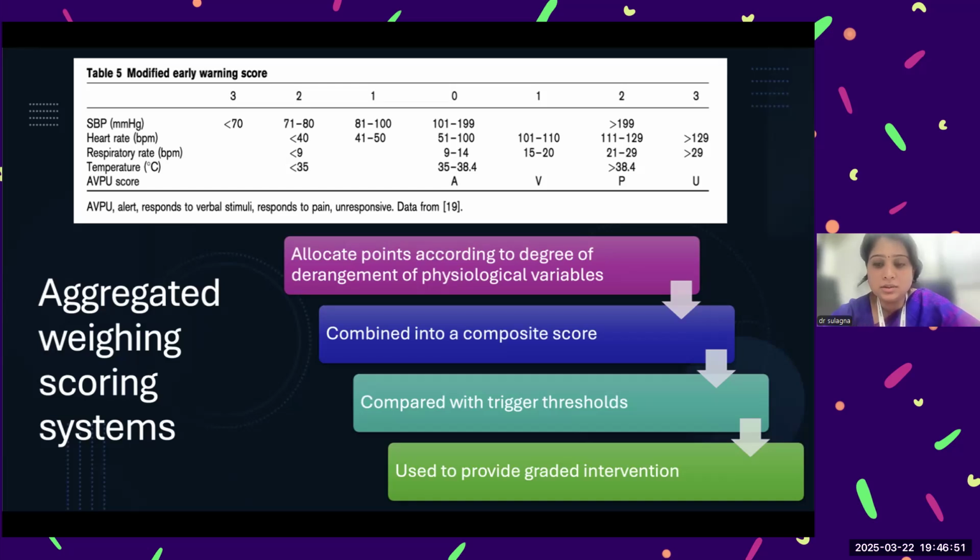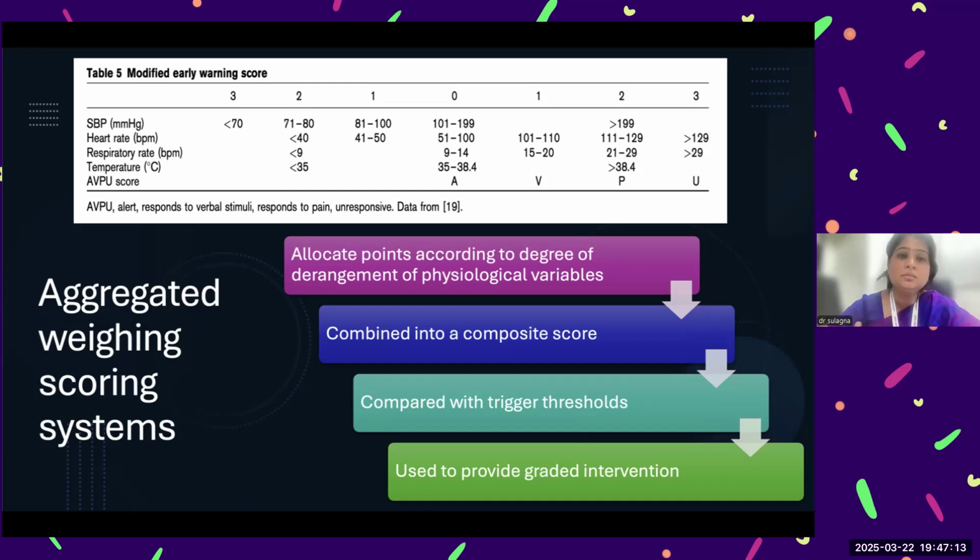So the teams are supposed to inform the medical personnel, and depending on the score of the patient, the grade of medical intervention that is required, if the patient requires ICU care or if the patient requires a small intervention at the bedside, that can be decided.